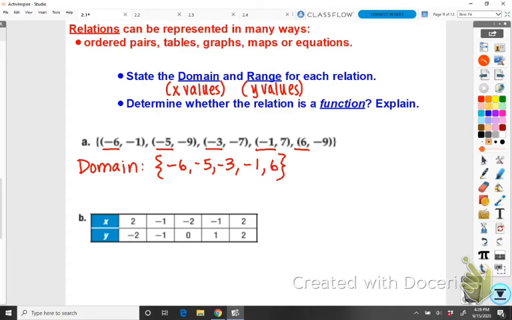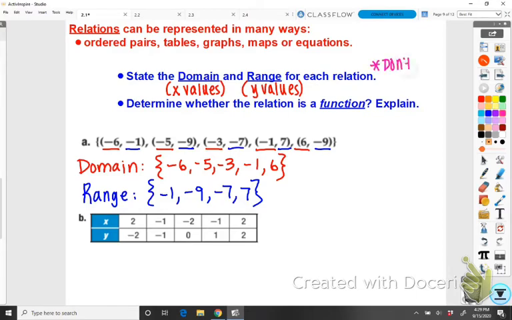The range is going to be the second number in the ordered pair, so I'll underline that in blue. So the range values, again, we're going to use little curly braces. This is a -1, -9, -7, +7, and as you can see, -9 appeared twice, but we're only going to list it once. So don't list any repeats. So you might want to make a side note here. Don't list repeated values in the domain and range.